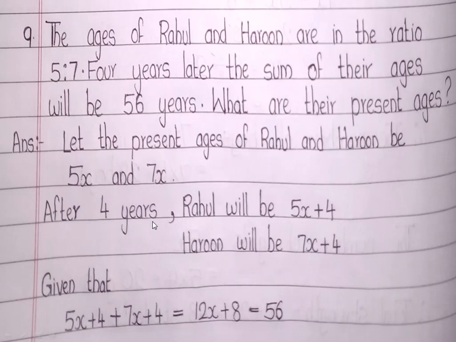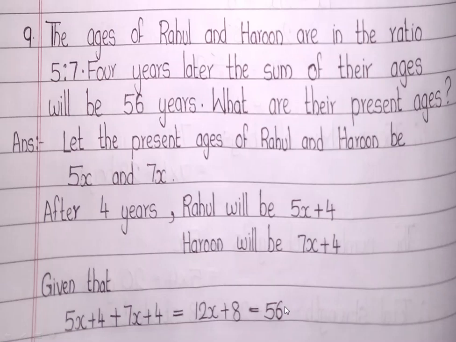After 4 years, as living things, our age will increase by 4, right? So 5x plus 4 and 7x plus 4. Presently Rahul is 5x, so after 4 years he will become 5x plus 4. Similarly, Harun will be 7x plus 4. In your question, it is given that the sum of their ages, so you will add these numbers and you will get 12x plus 8 equal to 56.